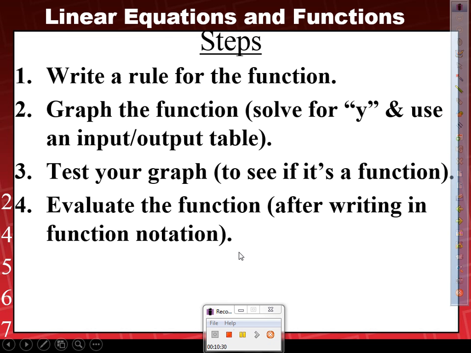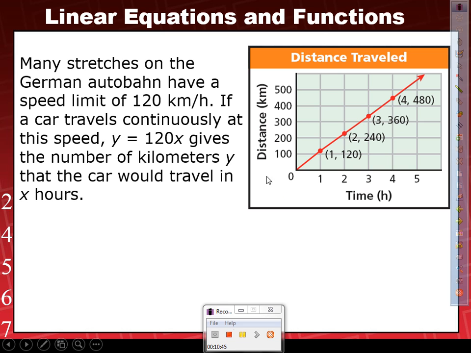So with that said, turn your paper over. In the back, there's going to be a graph, but before we get there, so watch. In tonight's home play, you're going to have some problems that are like this. Word problems. Look up, please. They're going to say something like this. Many stretches on the German Autobahn have a speed limit of 120 kilometers per hour. If a car travels continuously at this speed, y equals 120x gives the number of kilometers y that the car would travel in x hours.